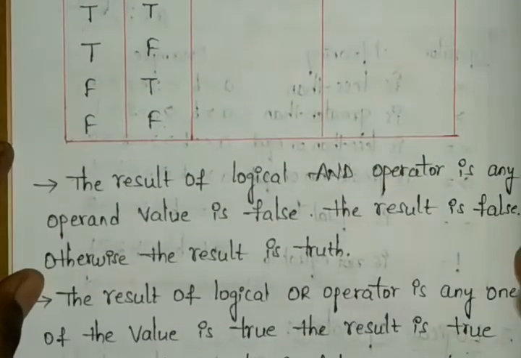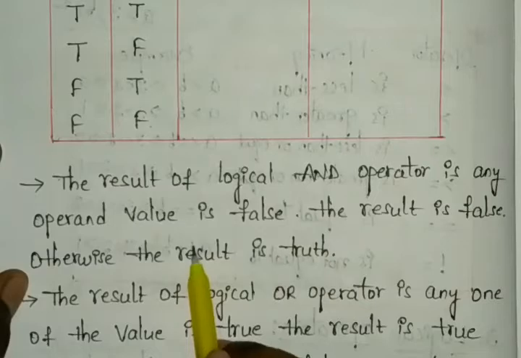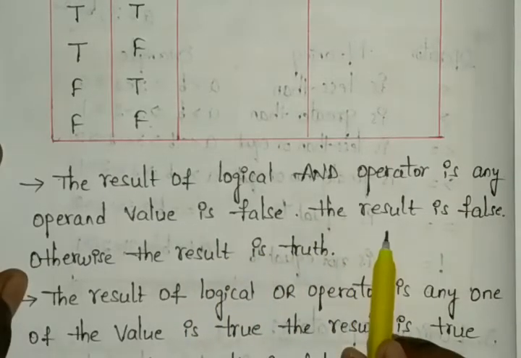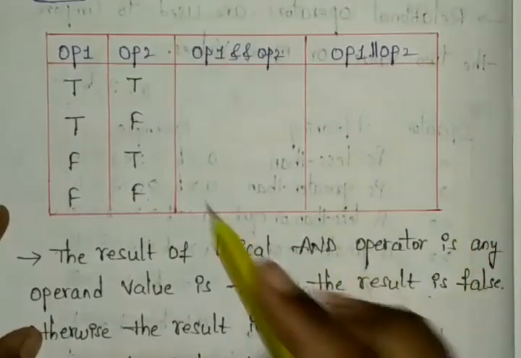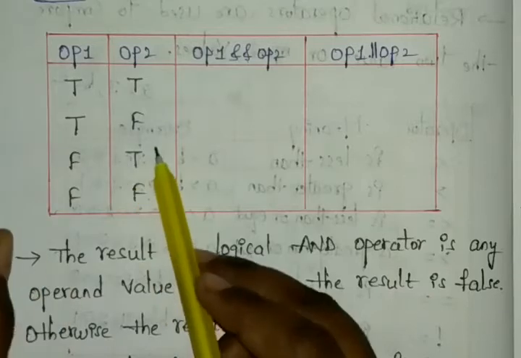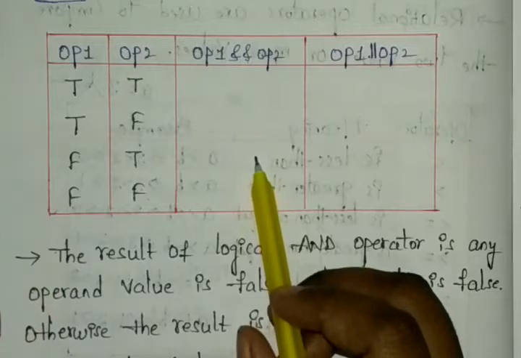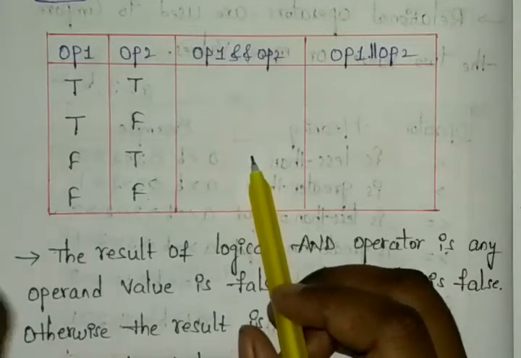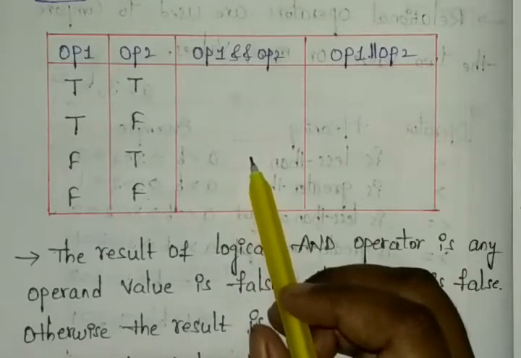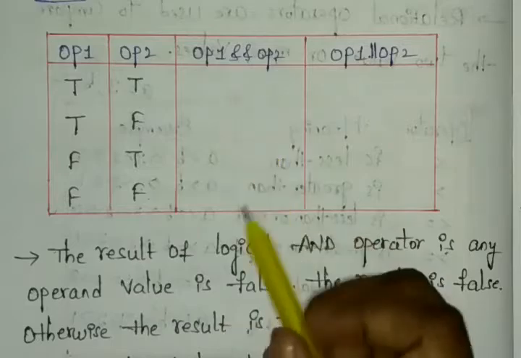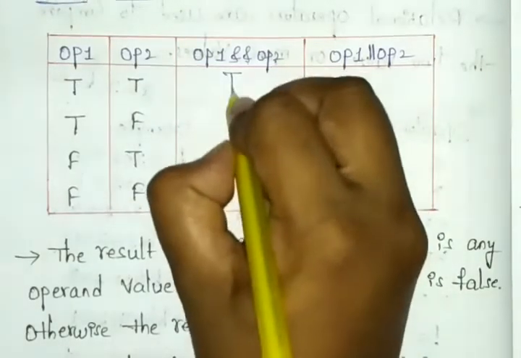Once you can check your point. See, the result of the logical AND operator is false if any operand value is false. Otherwise, the result is true. So if any one operand is false, it shows false only. Definitely we need true values only. If anyone is false, automatically the AND operator gives false. Just check: true and true. These two are true values, so you can say this is true.